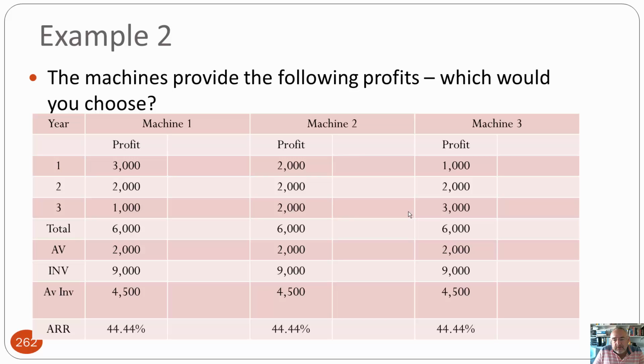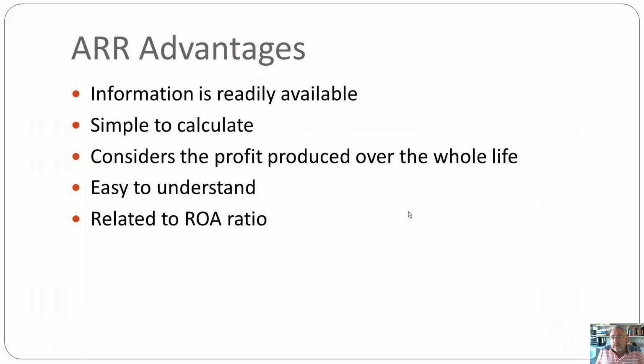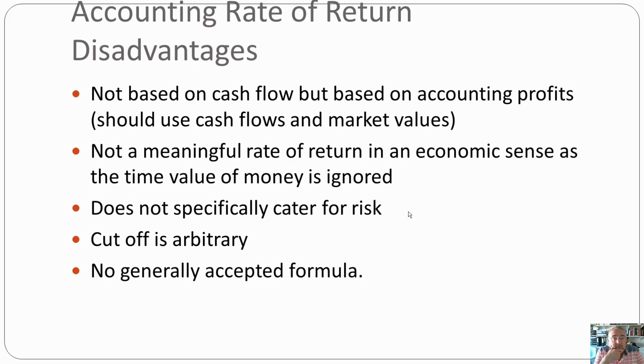Yet the accounting rate of return gives you the same accounting rate of return for all of them. It doesn't take into account the timing. And that's where accounting rate of return falls down. So what are its advantages? Well, the numbers are already there. You can work out profit. It's easy to calculate, assuming you agree on a consistent measure. It considers profit over the whole life, but it doesn't take into account the fact that the timing does matter. And it's related to a basic return on assets ratio that all of us accountants use to assess business performance.